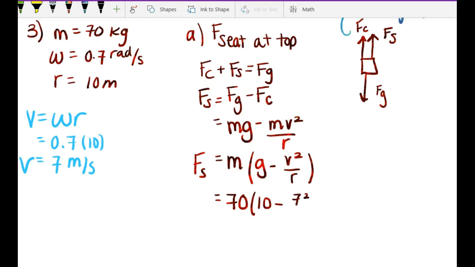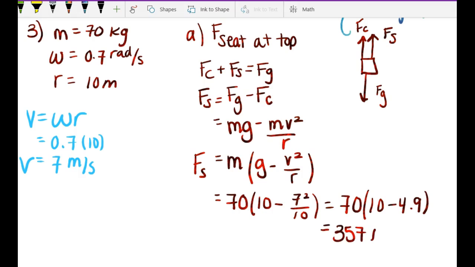So when you plug in your values, 70 times the quantity, 10 minus 7 squared divided by 10, which is 70 times the quantity of 10 minus 4.9. You end up getting a value at the top of 357 newtons, which is less than the person weighs, which makes sense. If you've ever been on a roller coaster or something that's going over a loop at the top, you feel a little lighter than you do at the bottom or at any other point.